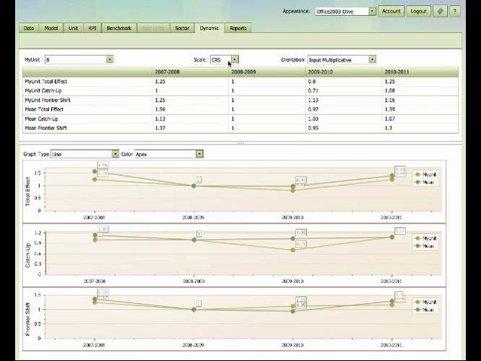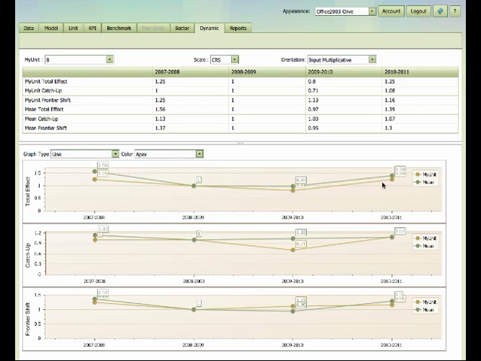You can also choose the condition under which you undertake the analysis, so you can change the returns to scale of the underlying DEA model, and you can choose whether you want to work with input-based or output-based performance measures.